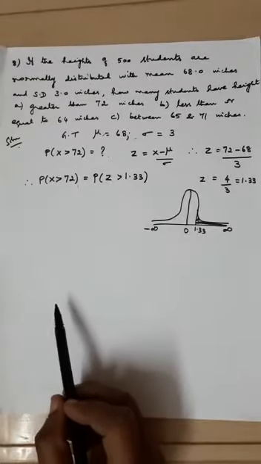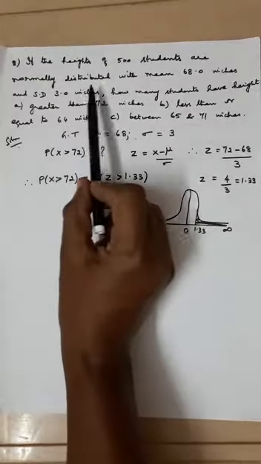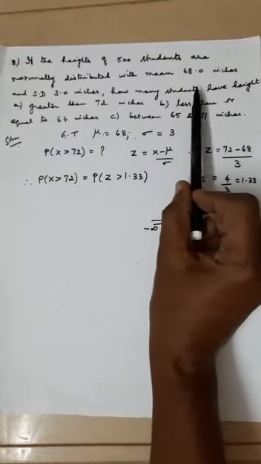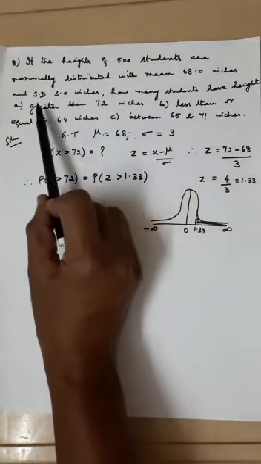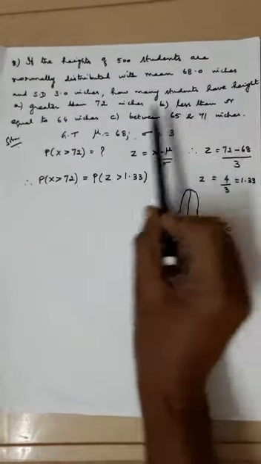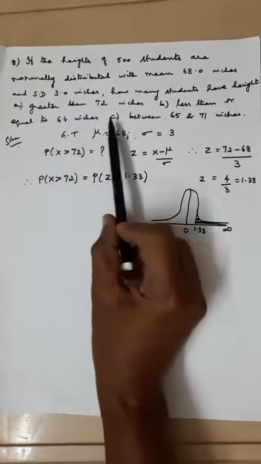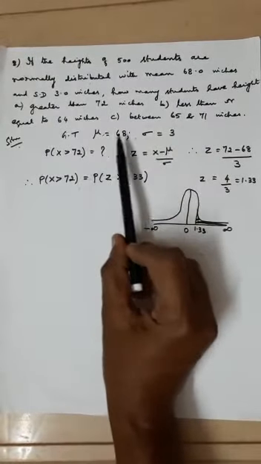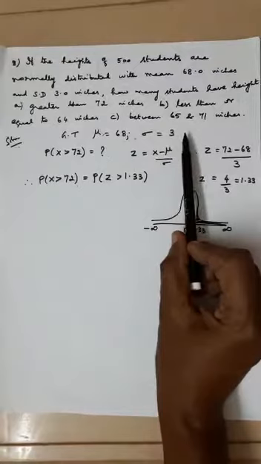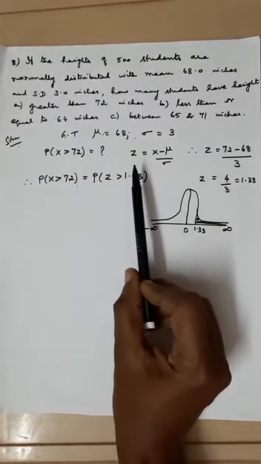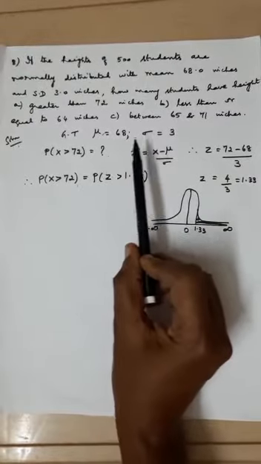We will now pass on to problem number 8. If the heights of 500 students are normally distributed with mean 68.0 inches and standard deviation 3.0 inches, how many students have height (A) greater than 72 inches, (B) less than or equal to 64 inches, and (C) between 65 and 71 inches? Now let us see what are all the data given in the problem.